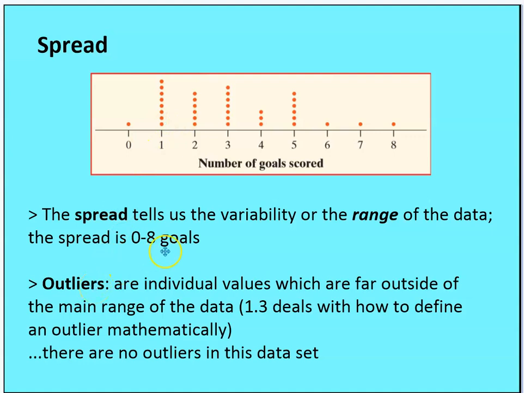And then the outliers, so the spread would be 8 minus 0. The outliers are individual values which are far outside the main range of the data. And potentially we could say 6, 7, 8 might be outliers, but they're not in this case. There is a mathematical definition to determine an outlier, and we'll talk about that in the next section.